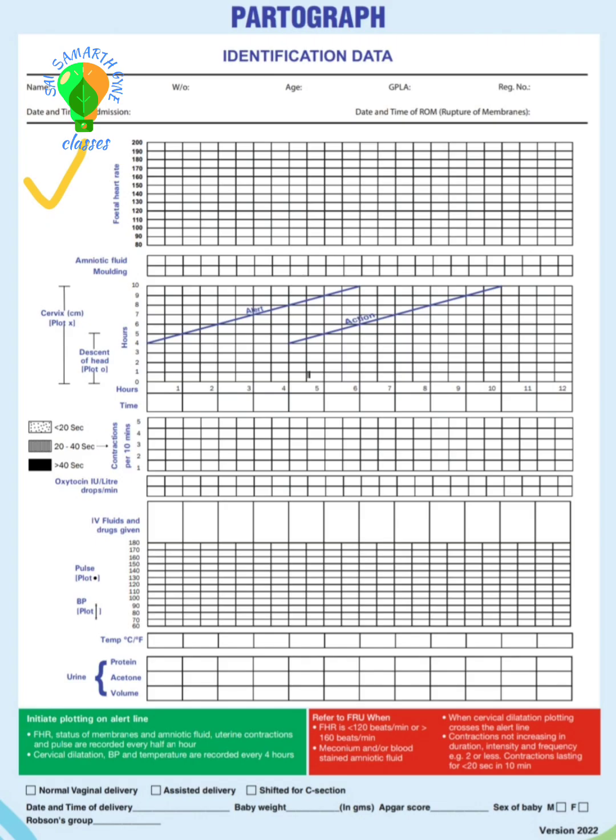So if your graph grows towards the right of the alert line, then you have to get alert. If you are in a PHC or somewhere, then the patient has to be referred. And if it goes to the right of the action line, then immediate intervention is required and recommended.